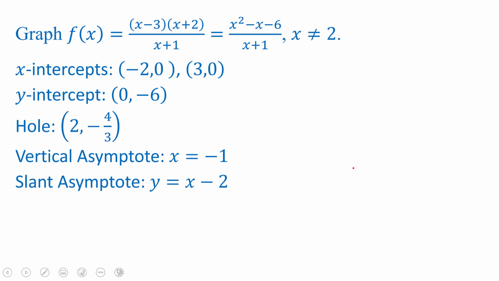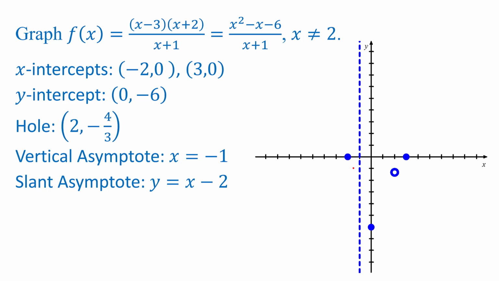Now, moving on to graphing, we put down all the information we found so far. And I'll go ahead and plot the x-intercepts of (-2, 0) and (3, 0), along with the y-intercept of (0, -6), and the hole. You can see we plotted the hole here, (2, -4/3). Okay, so to plot the vertical asymptote, we just sketch a dashed line here, x equals -1.